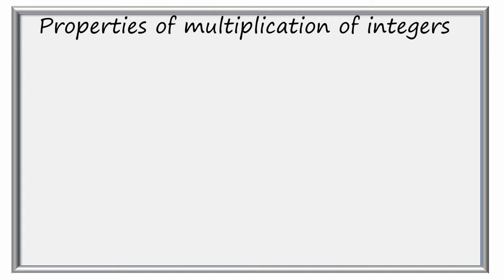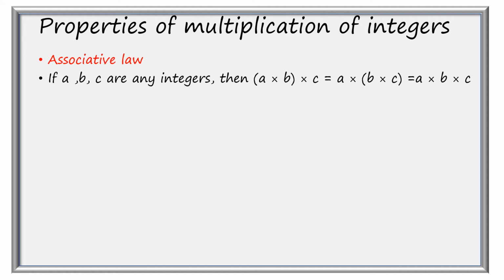Next is the associative law. In case of the associative law, if a, b, c are any integers, then in brackets (a multiply b) multiply c is equal to a multiply (b multiply c). It means we can multiply any two of them first, but we will find the same product in each case. So here minus 5, 7 and minus 6. If we multiply the first two integers first and then multiply minus 6, or we multiply 7 and minus 6 first and then multiply by minus 5, the product will be the same.